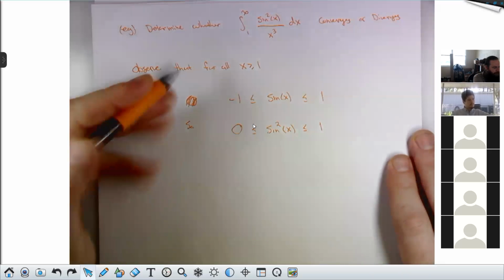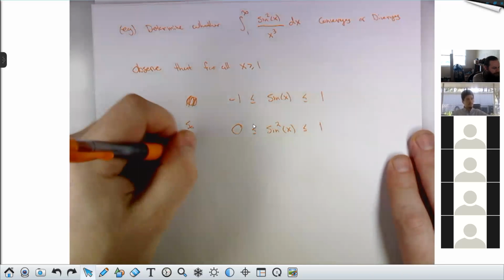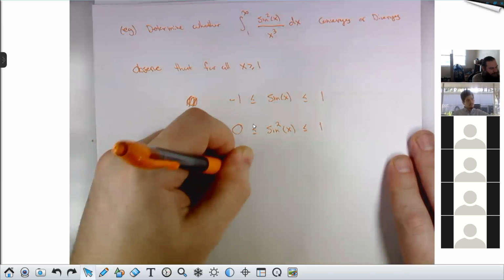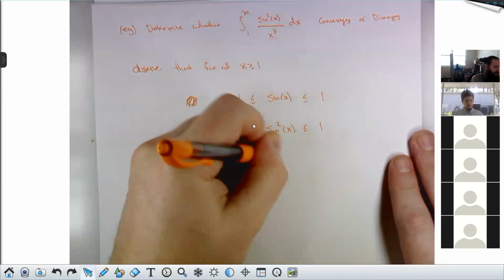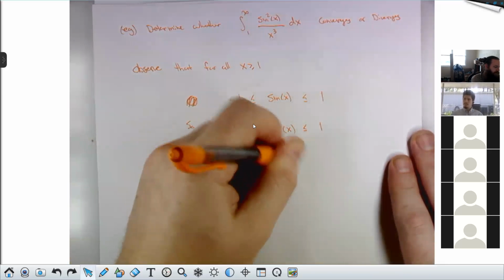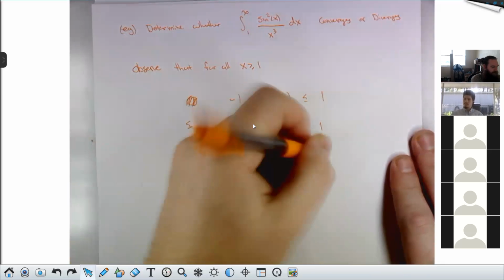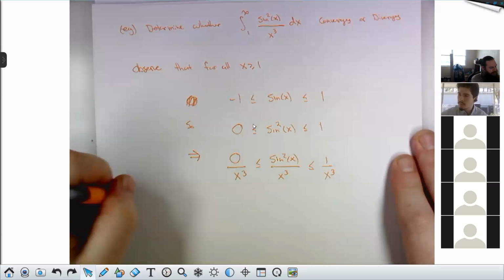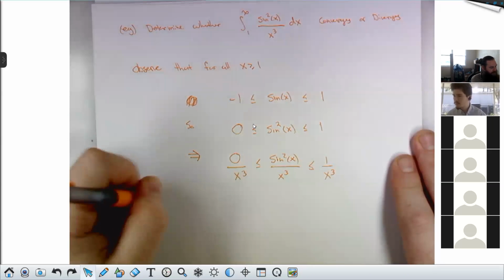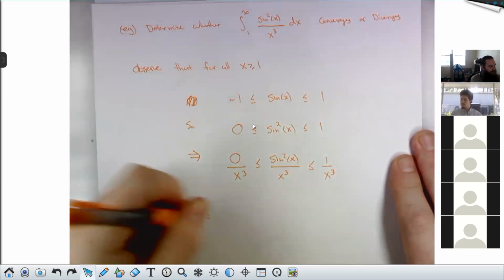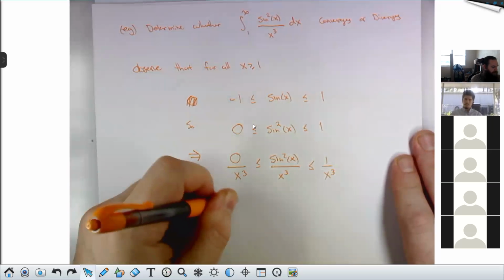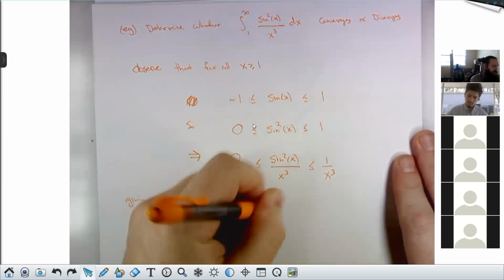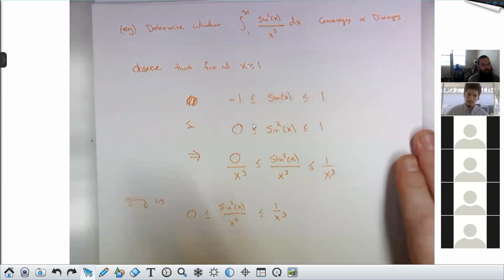Now, if I multiply through by 1 over x cubed, 0 over x cubed is still 0. I'll get sine squared of x over x cubed here, and 1 over x cubed here, giving us the inequality 0 is less than or equal to sine squared x over x cubed is less than or equal to 1 over x cubed.